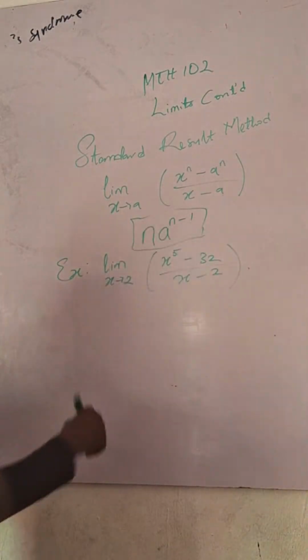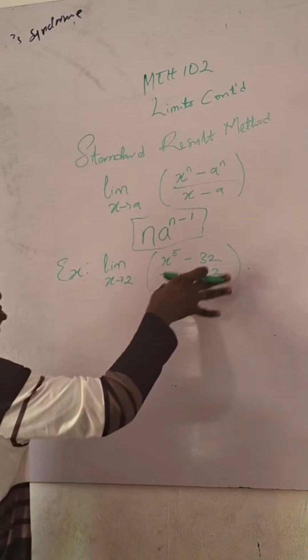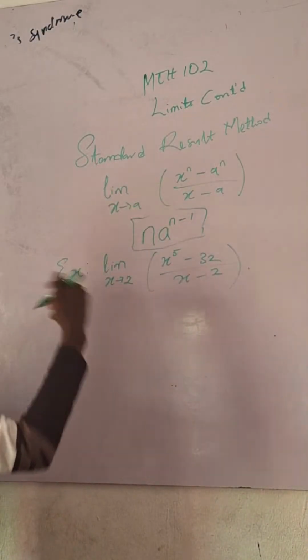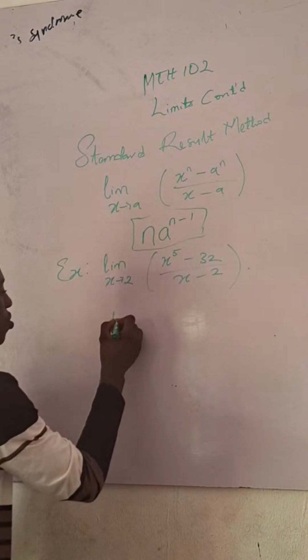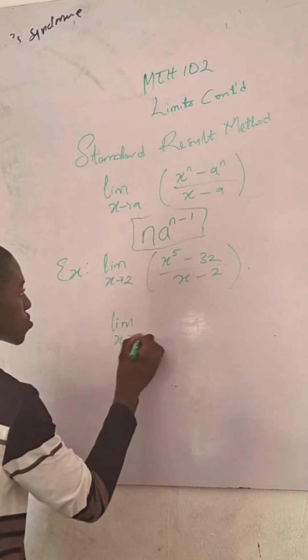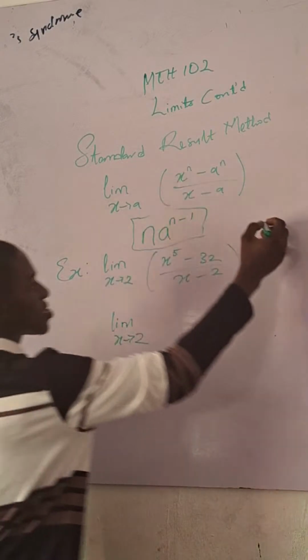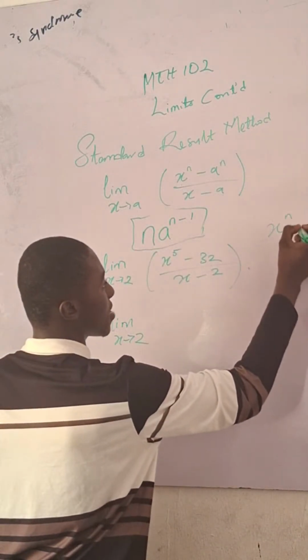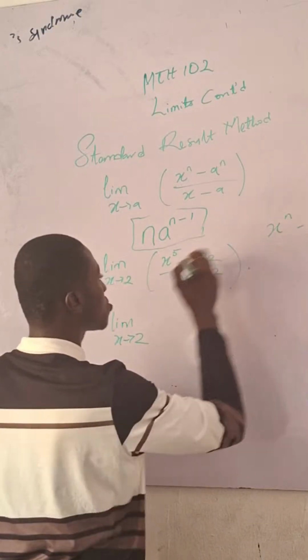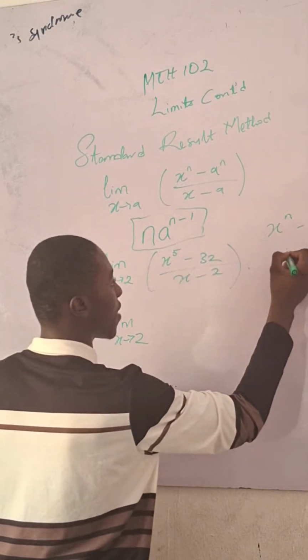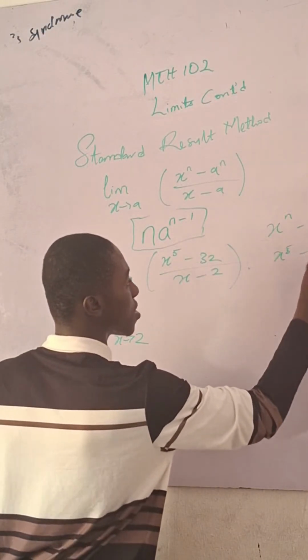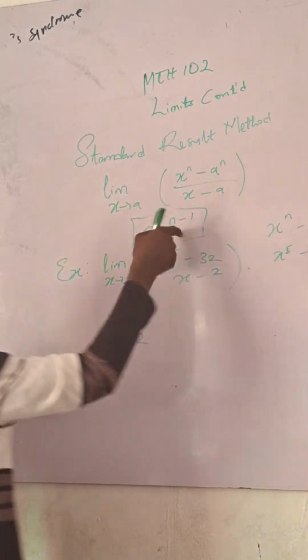You just want the simple formula. We have to break it down. They must look alike before you can use this formula. So how do I break this down? Limit of x approaching 2. This guy now, know that this is in the format of x raised to power n minus a raised to power n. I need to get this x raised to power 5 minus 32 in this format so I can use this formula.